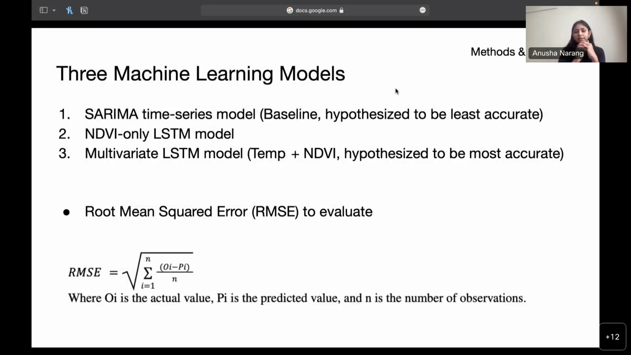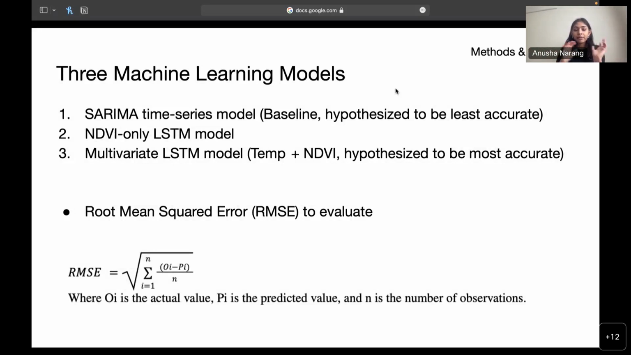So I created 3 machine learning models. The first is the SARIMA time series model. This model is the baseline model, and it's hypothesized to be the least accurate. The second one is the LSTM model, which is constructed with only NDVI data. And the third one is the multivariate LSTM model. This one was made with temperature and NDVI data, and it's hypothesized to be the most accurate.